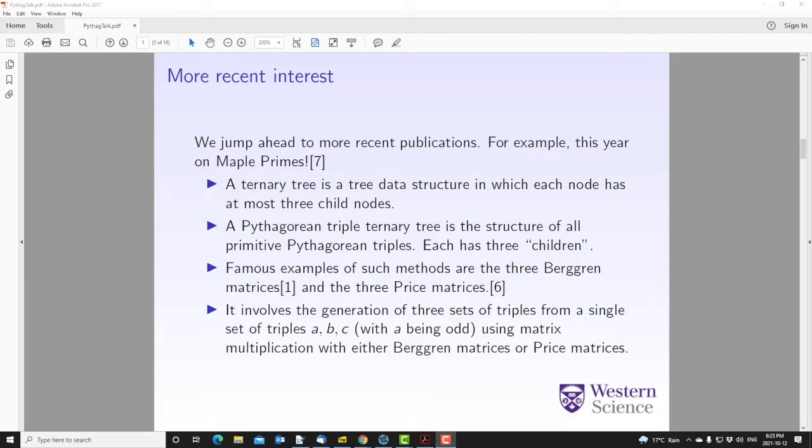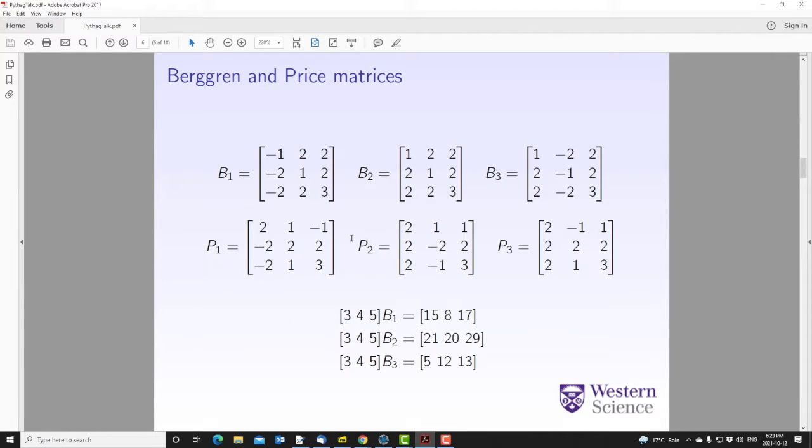Famous examples of such methods are the three Pythagorean matrices and the three price matrices. It involves the generation of three sets of triples from a single set of triples, A, B, C, with A being odd, using matrix multiplication with either Pythagorean matrices or price matrices. Looking at the three Pythagorean matrices B1, B2, and B3, and the three price matrices P1, P2, and P3, using the famous Pythagorean triple 3, 4, 5 as our example.